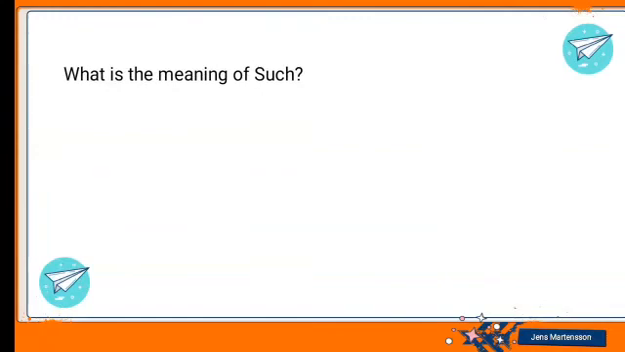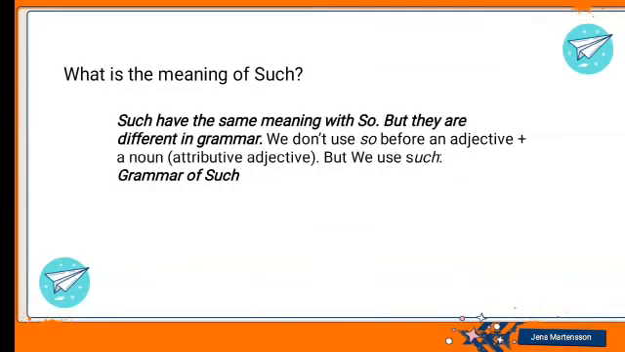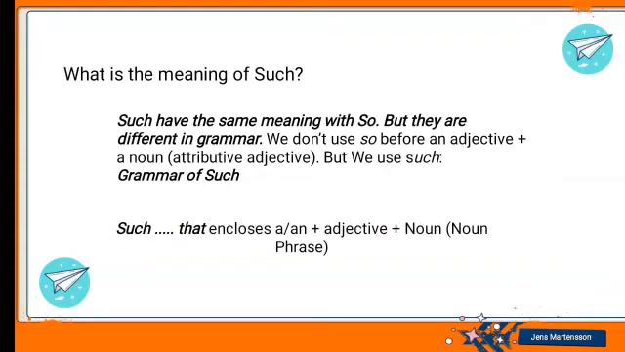What is the meaning of such? Such has the same meaning as so, but they are different in grammar. We don't use so before an adjective plus a noun, or attributive adjective, but we use such. Grammar of such: such, blah blah blah, that encloses article a or an plus adjective plus noun, or we call it a noun phrase.